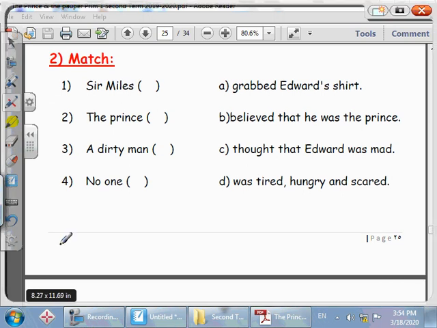Now, Sir Miles, the prince, a dirty man, and no one. Then you have in the other column, grabbed Edward's shirt, believed that he was the prince, thought that Edward was mad, was tired, hungry, and scared. Number 1, Sir Miles, excellent. C, thought that Edward was mad. Number 2, the prince, super, was tired, hungry, and scared. 3, a dirty man, excellent, grabbed Edward's shirt. 4, no one believed that he was the prince. Excellent. Now, guys, let's go to the other page.